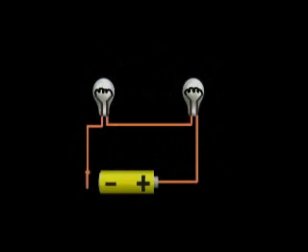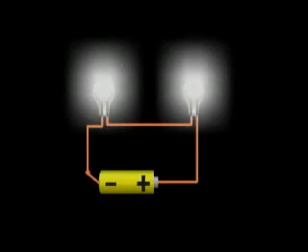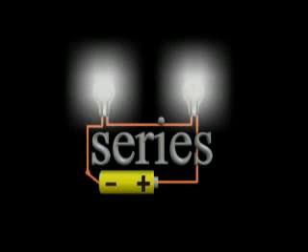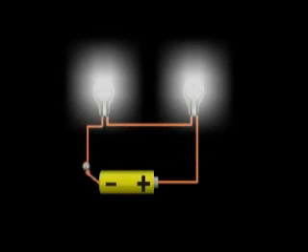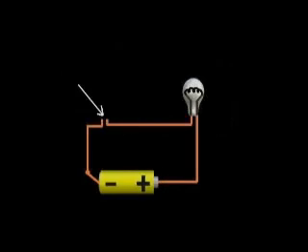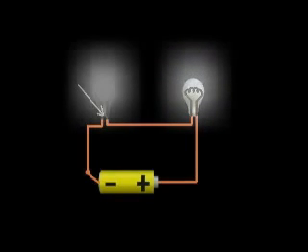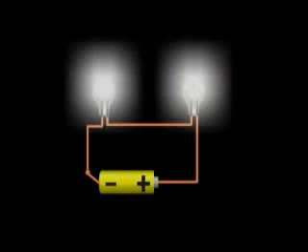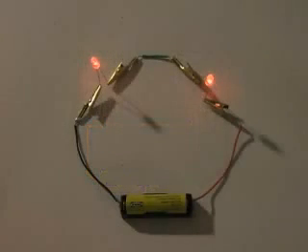This circuit also has 2 bulbs, but notice there is only one path. This is a series circuit. All electrons travel from minus to plus following the same path. If one of these lights is removed or fails, the circuit is broken and the other light will go out. Lighting systems are rarely wired in series.